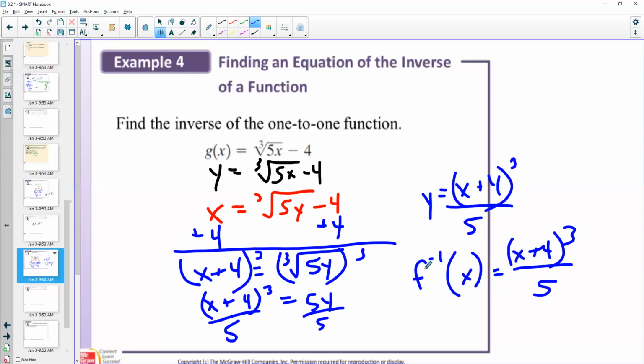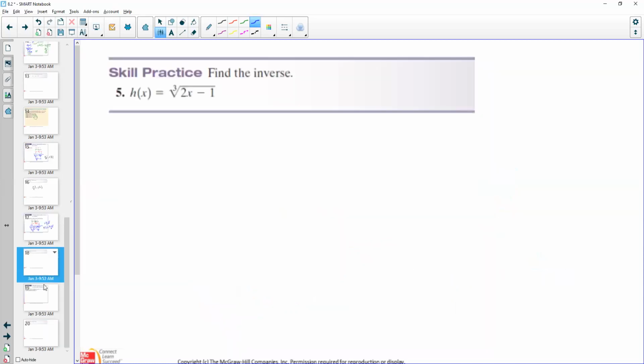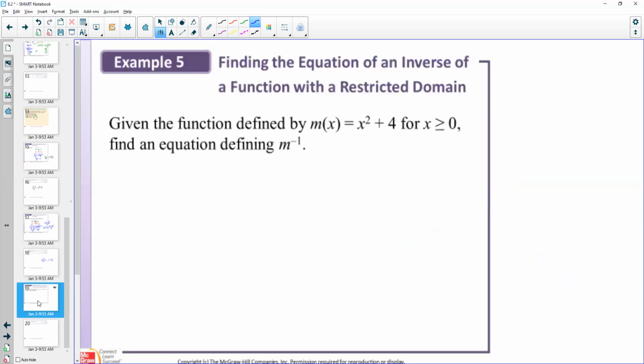Okay, this was g of x, not f. Same difference. Okay, you try this one. Works the same idea, right? When you get finished with this one, you should have x plus 1 cubed over 2 equals h inverse of x. If you get stuck, come ask in the discussion. Boy, I still do that. We're this far in the semester.